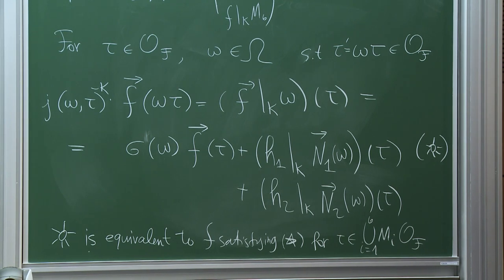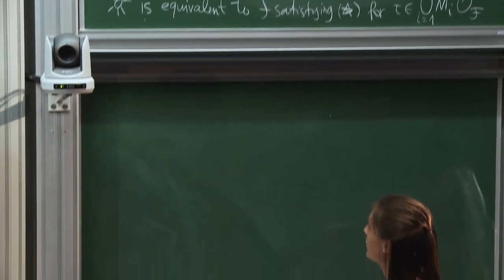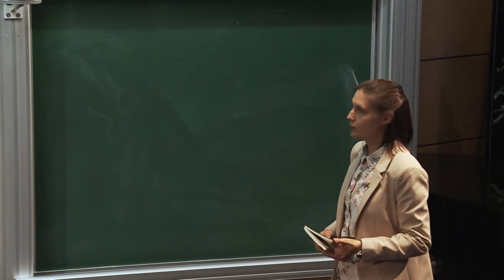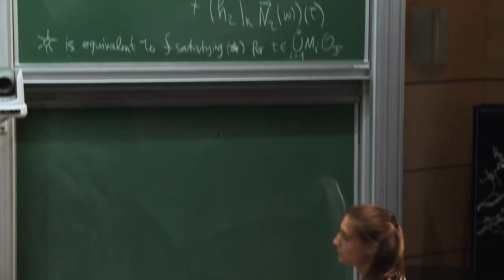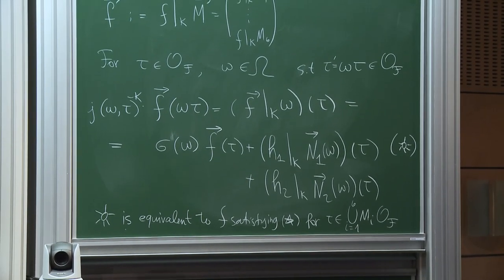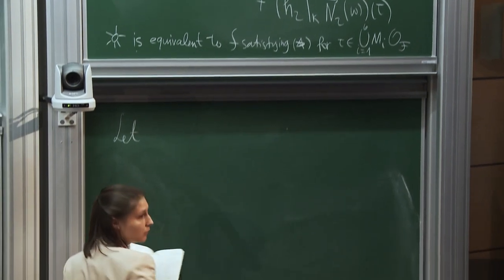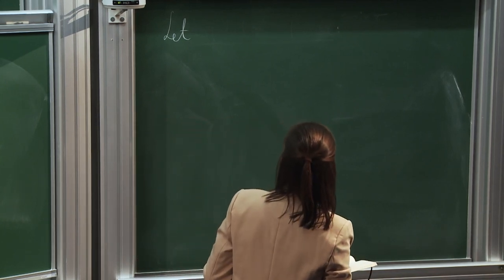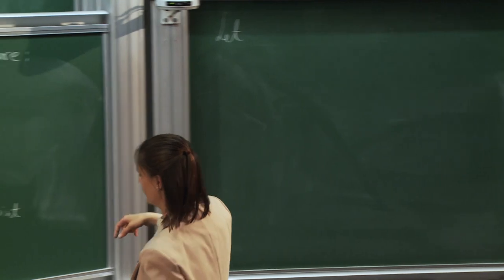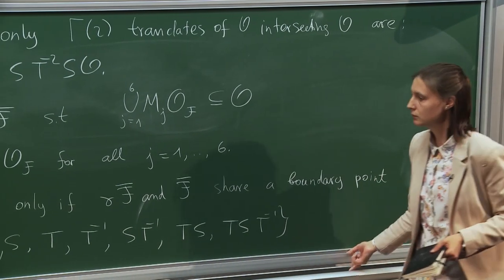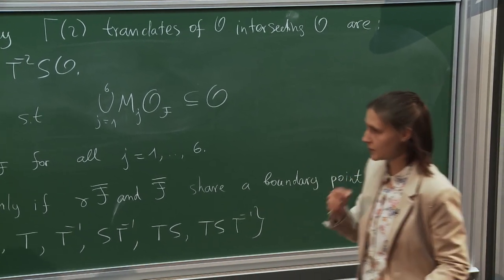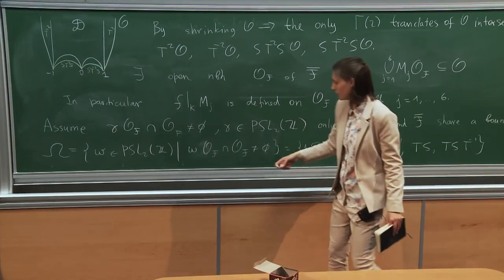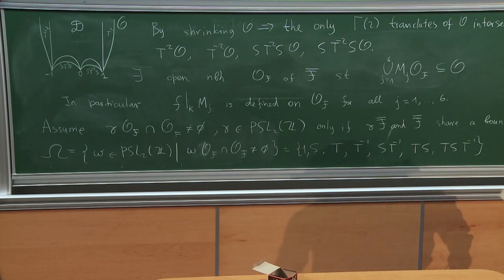Now we want to extend our vector-valued function f not only to the union of this neighborhood, but to the whole upper half plane. And we will do it by imitating this equation. So now we choose capital omega. Capital omega is this set of six elements such that if we take our fundamental domain F of SL2Z, its intersection with the translation by this element is not empty.